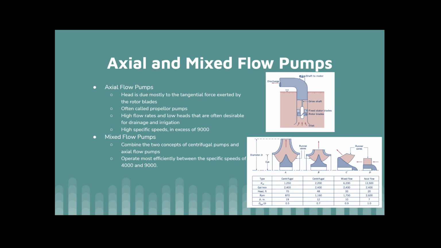Mixed flow pumps are a combination of radial flow pumps and axial flow pumps, and they operate most efficiently between their two specific speeds, from about 4,000 to 9,000.